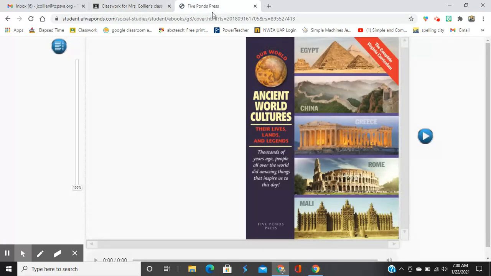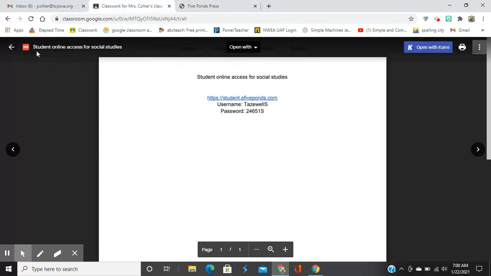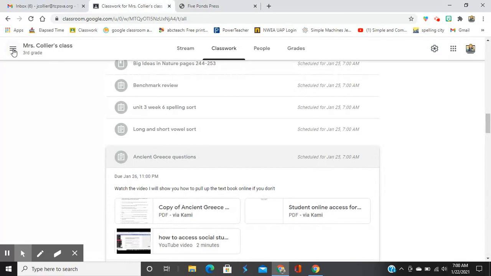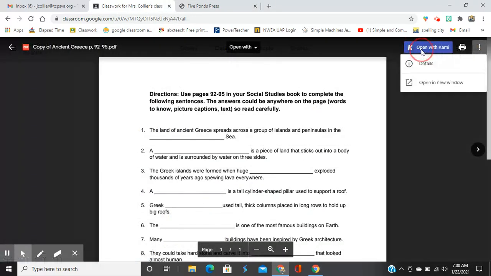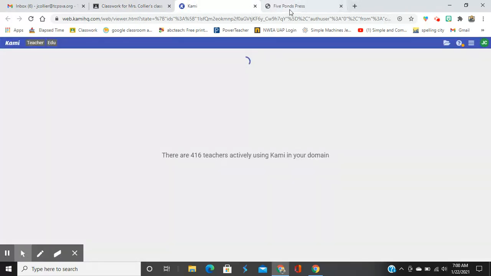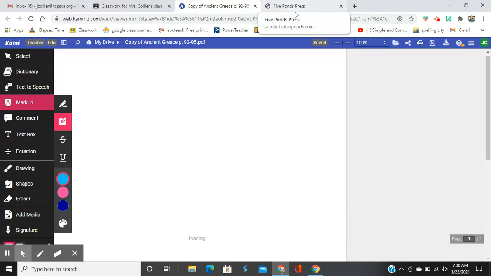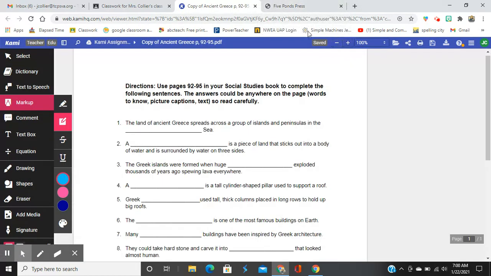Now, when you're going into the book on your own, you can also go into the assignment by coming out of there with the arrow and clicking on copy of assignment and open it with Kami. That will then give you both tabs so that you can go back and forth while you are looking in the social studies book.